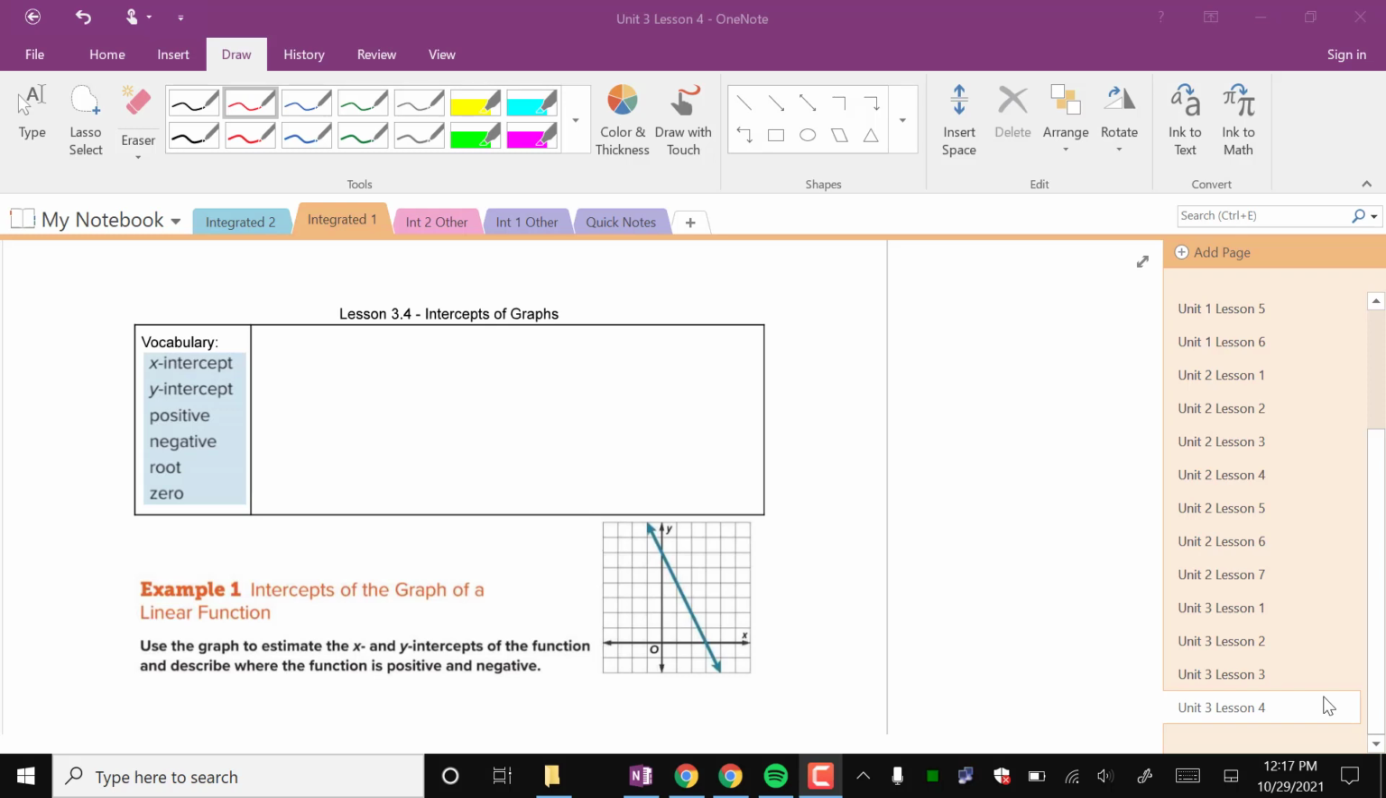Today we're going to be looking at lesson 3.4, intercepts of graphs. So we have our vocabulary words. Make sure you look at your vocabulary sheet and define each of these words.